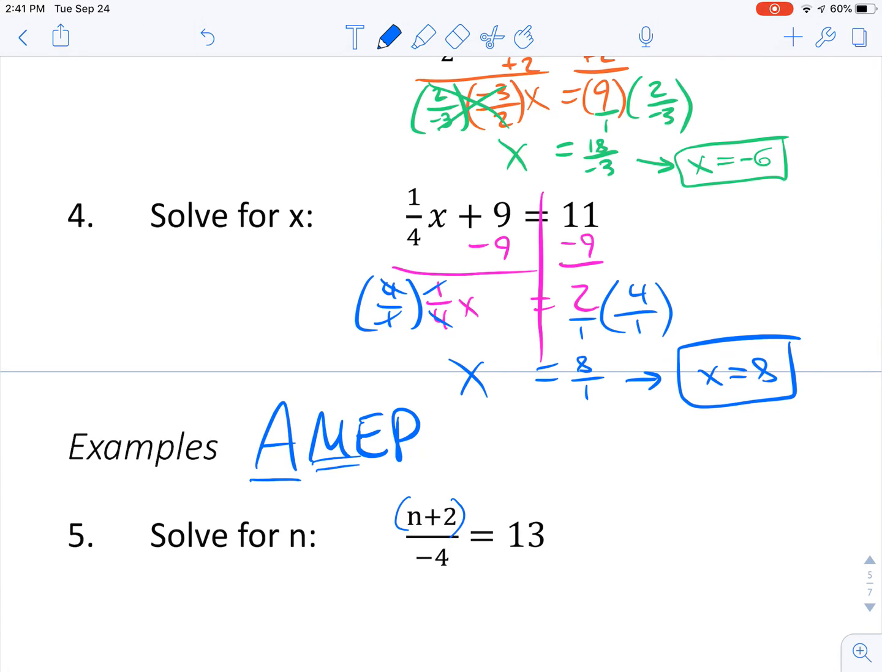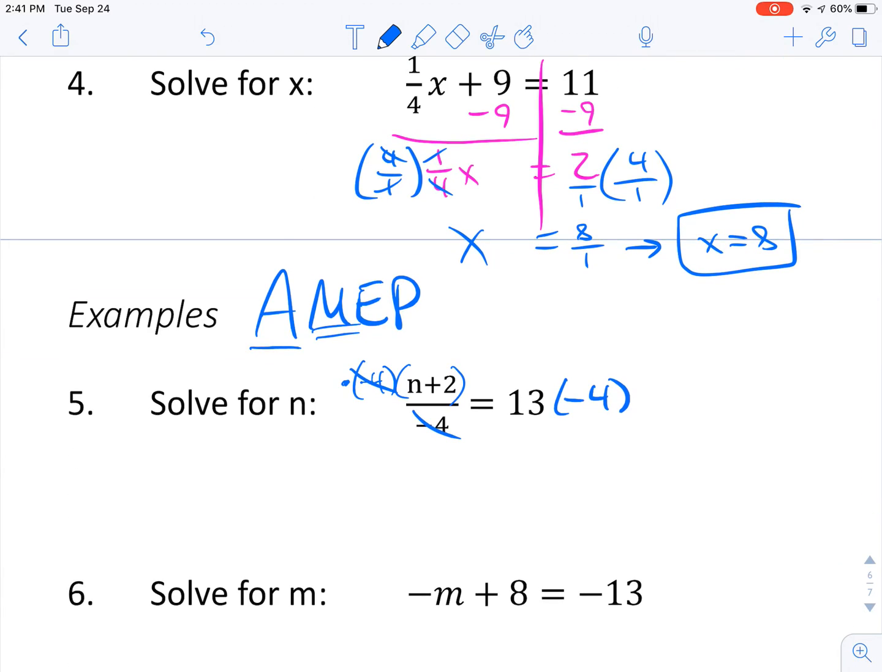This negative 4 on the bottom down here, I want to get rid of this. So I'm going to put a negative 4 on the top. I'm going to multiply by negative 4. That's going to get rid of the negative 4, but if I do it to one side, you know the drill, I got to do it to the other side. So we're going to have n plus 2 equals 13 times negative 4, which is negative 52 if you use a calculator or your head.